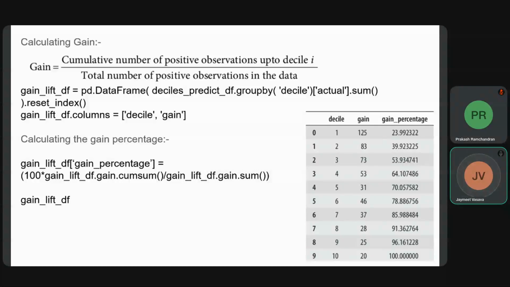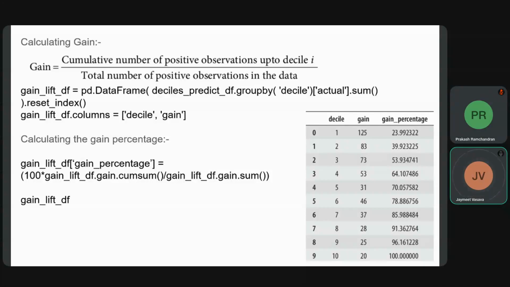We will also make the decile and gain columns in the gain lift DF, the data frame that we have made. So for the gain that is calculated for the positive outcomes from the data set, you can see that the first 5 deciles contain almost 70% of the data. In the gain percentage, you can see 70.05. So almost 70% of the data is covered in the first 5 deciles itself.